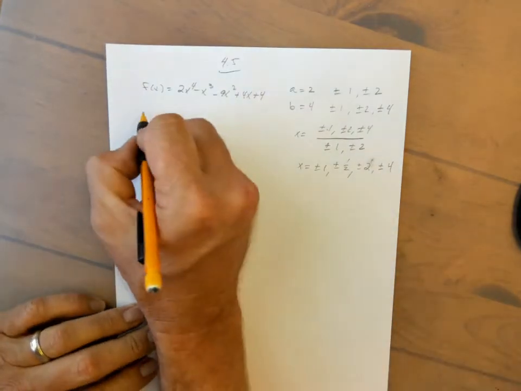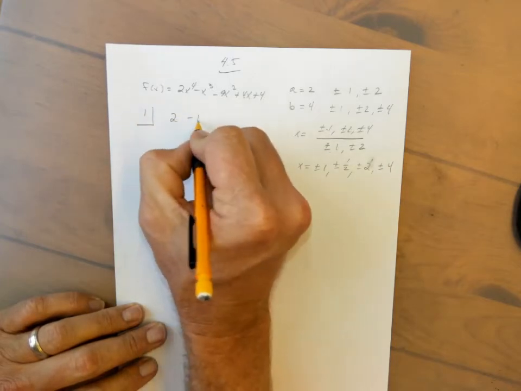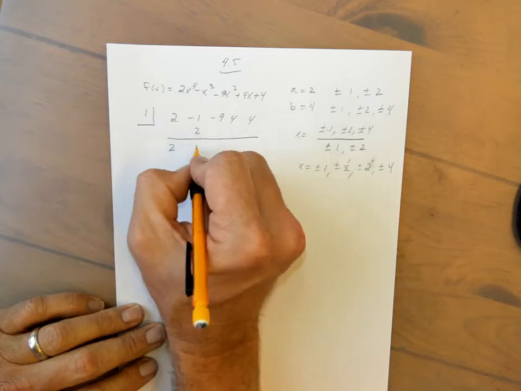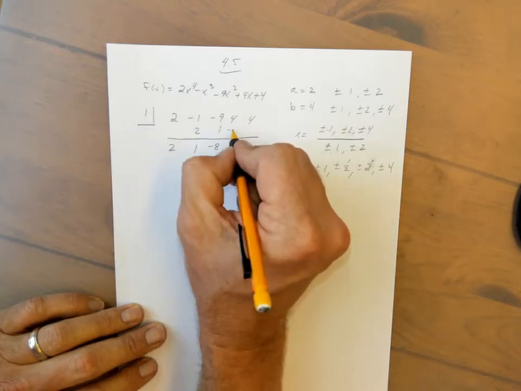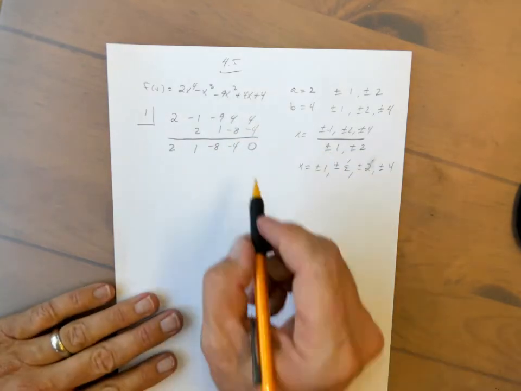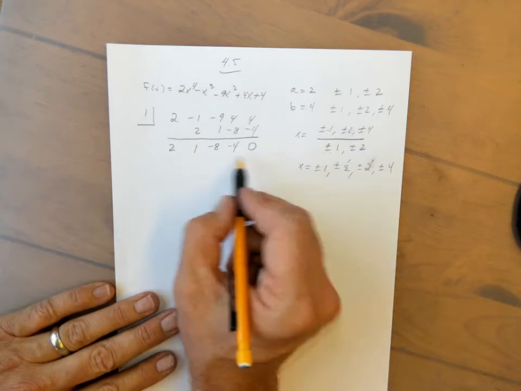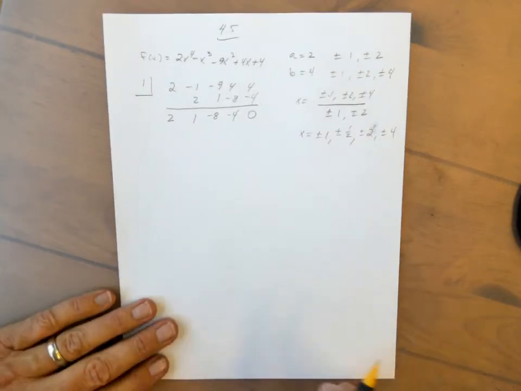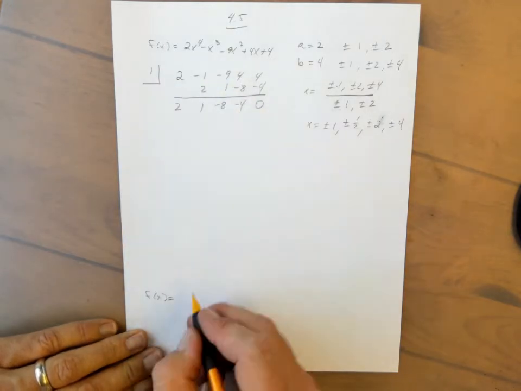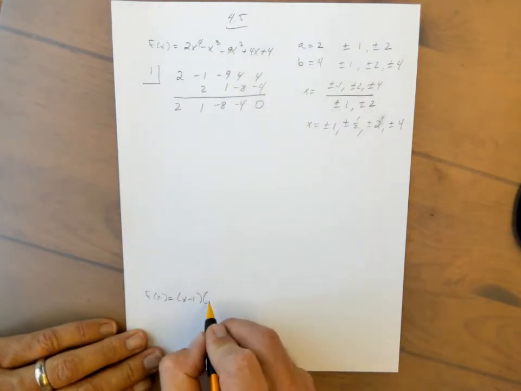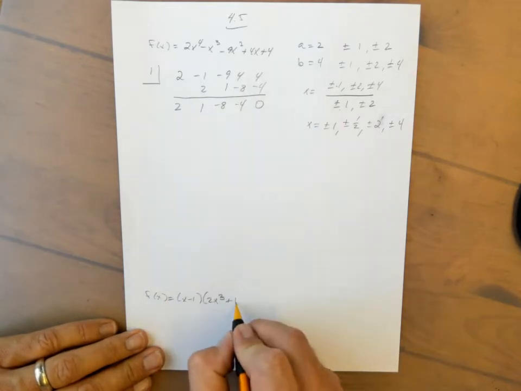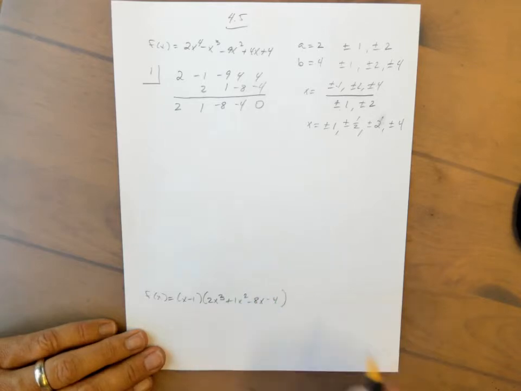I'm going to try 1, and I'm going to use synthetic division. So bring down the first term, multiply and add, multiply and add, multiply and add, multiply and add. Okay, so I could now try another one, but I see a little bit of a pattern here in terms of our numbers. And so what I recognize is that this fourth degree will factor to x minus 1, and then we'd have 2x cubed plus 1x squared minus 8x minus 4.